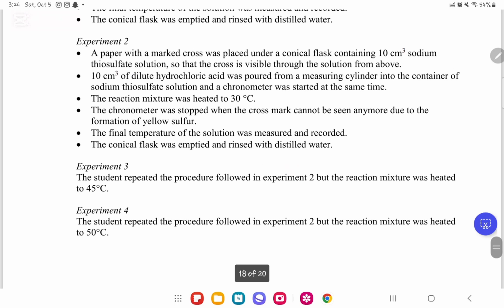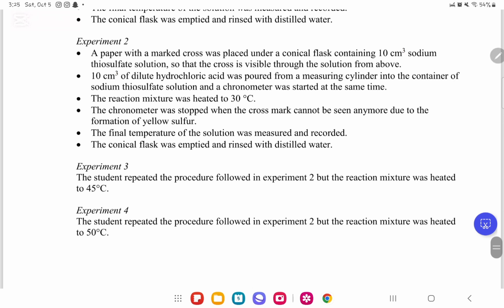Then experiment 2. A paper was marked across under the conical flask containing 10 centimeter cubed sodium thiosulfate. So the cross is visible through the solution from above. Then 10 centimeter cubed of dilute hydrochloric acid was poured from a measuring cylinder into the container of sodium thiosulfate solution, and a chronometer was started at the same time. The reaction mixture was heated to 30 degrees Celsius. The chronometer was stopped when the cross mark cannot be seen anymore due to the formation of yellow sulfur. The final temperature of the solution was measured and recorded. The conical flask was emptied and rinsed with distilled water.